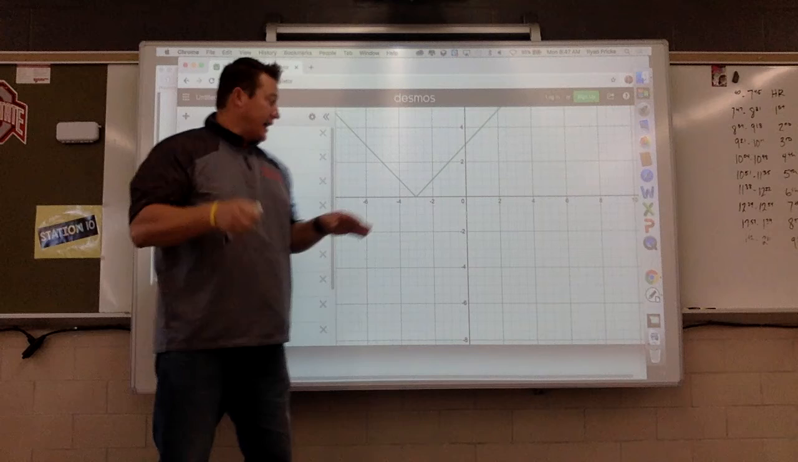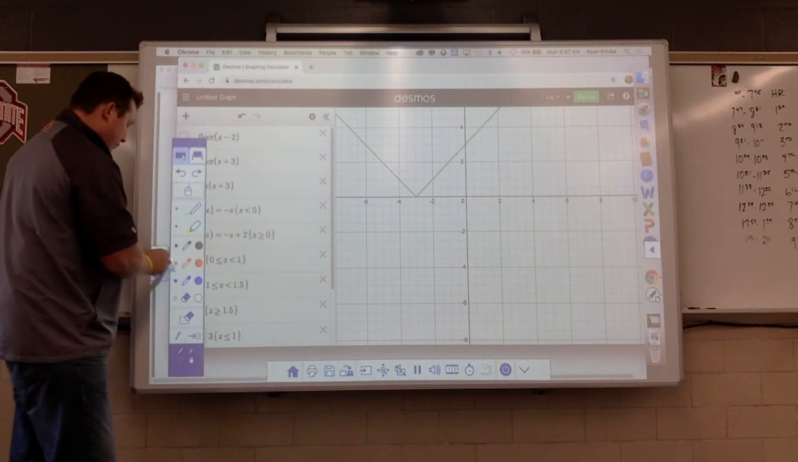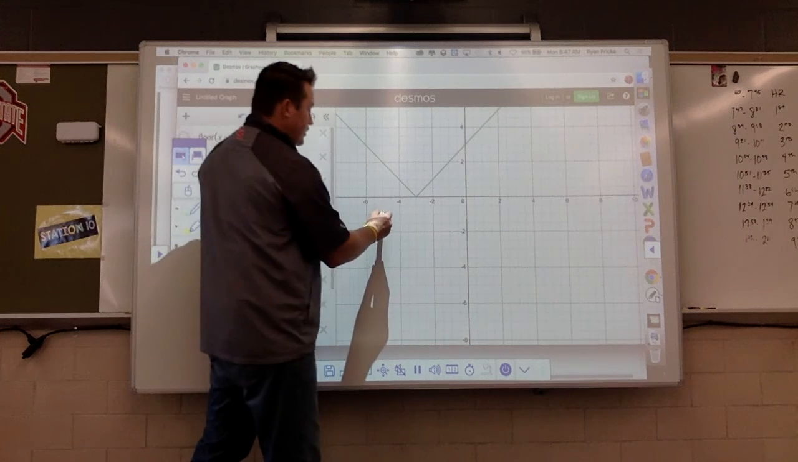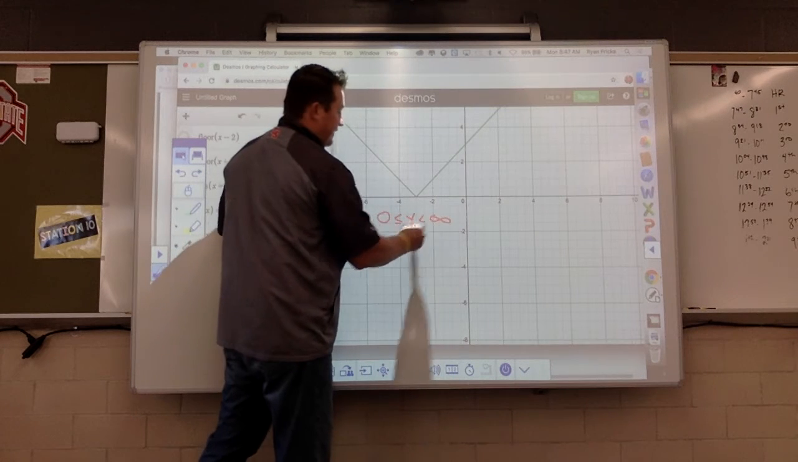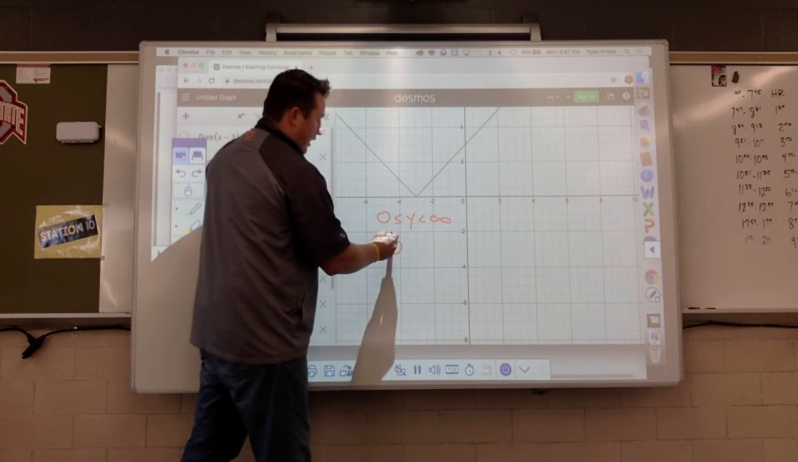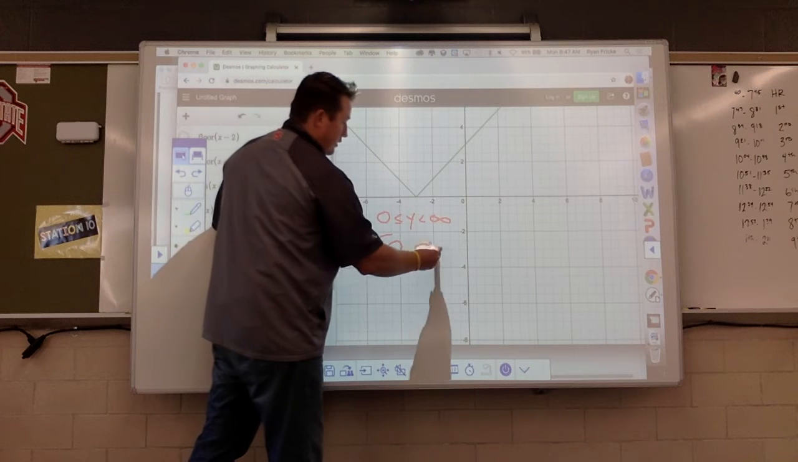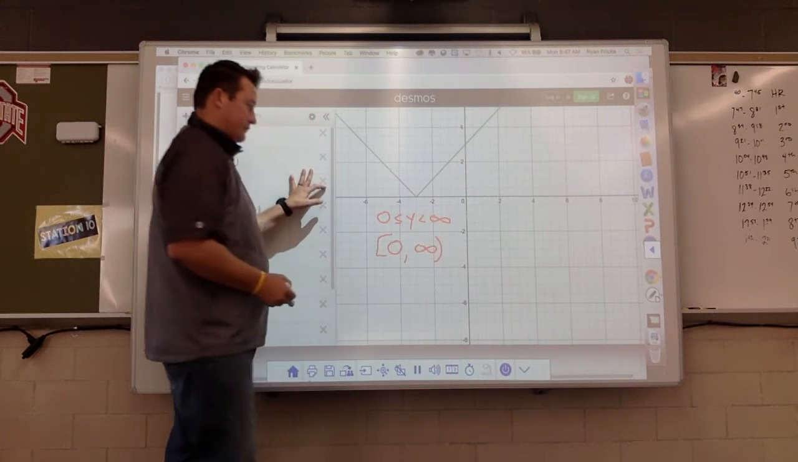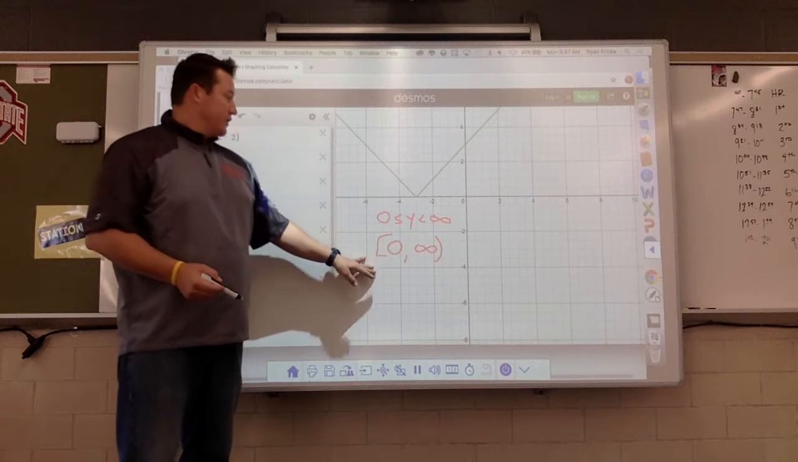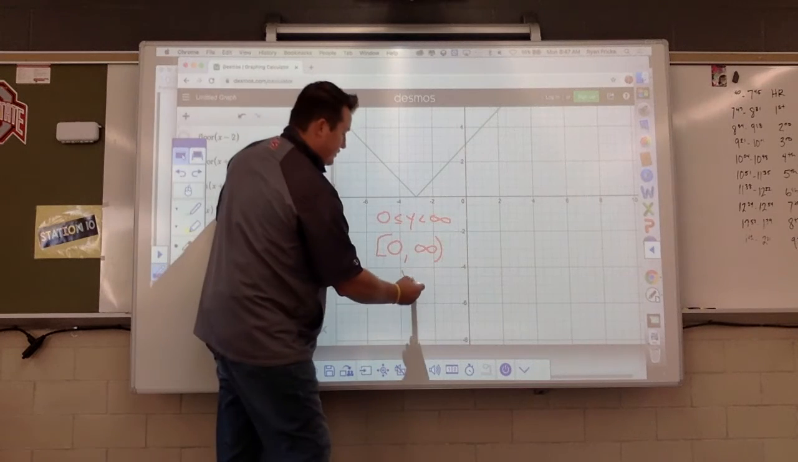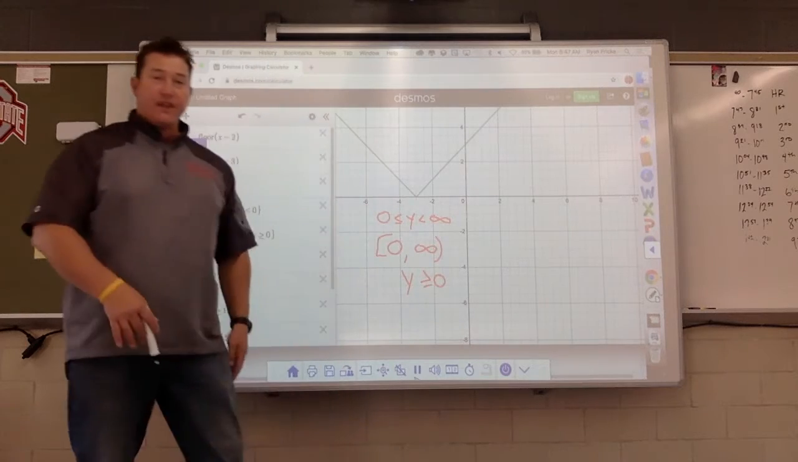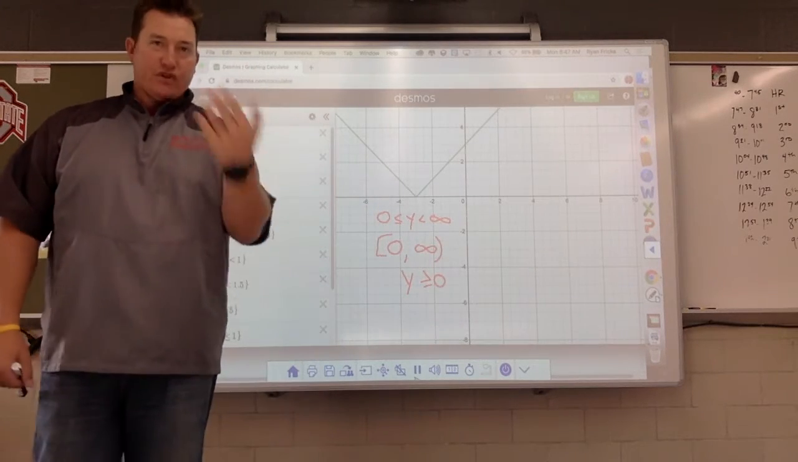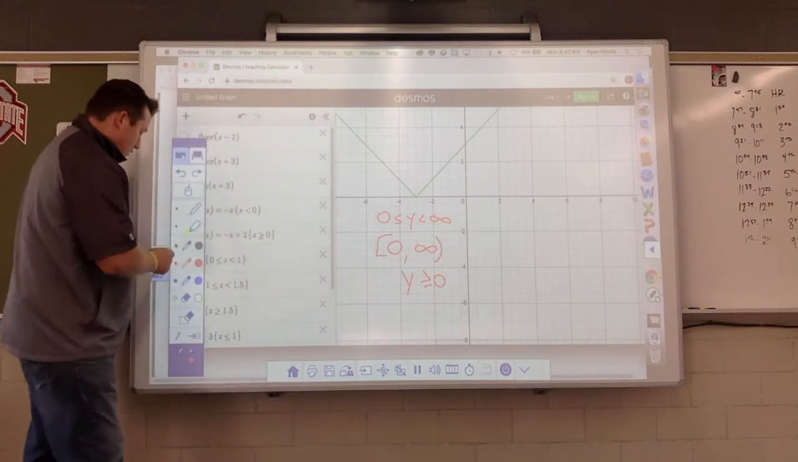Or you could do our compound inequality. Here, we'll write a couple of these up here. So you could go 0 less than or equal to y less than infinity. You could go there. If you wanted to do interval notation, you could also just say, hey, y values greater than or equal to 0. Okay, these are all fine, whichever one you want.